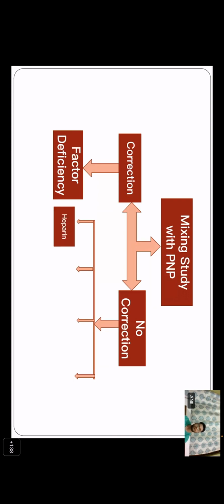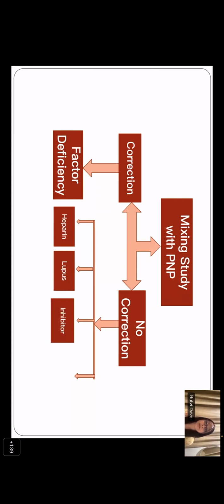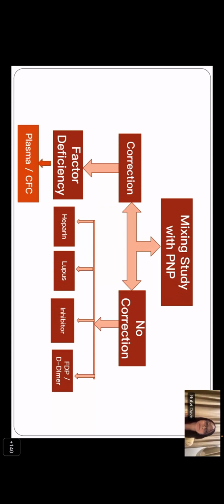So what are the possibilities if there is no correction? There could be inhibition either because of heparin, so either there is heparin contamination of the sample, or you are dealing with a lupus anticoagulant, which is another inhibitor, or there is an inhibitor specific to a particular clotting factor, or there are very high levels of FDPs or D-dimers, which are fibrin degradation products, which if present at very high levels can also inhibit.